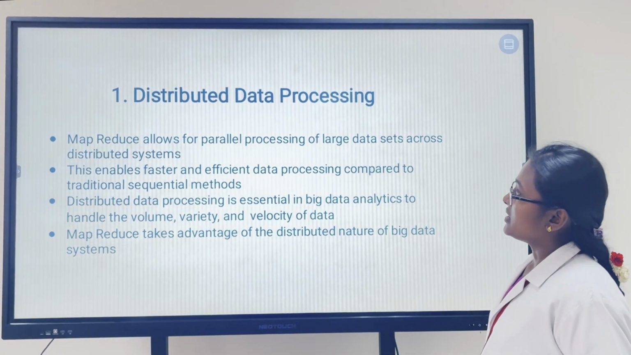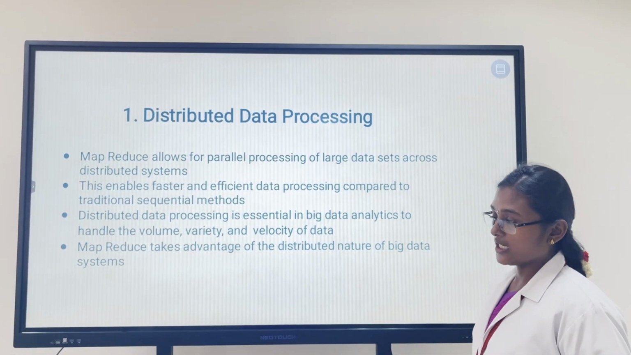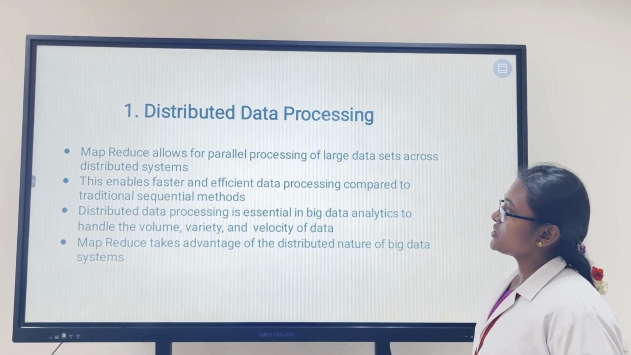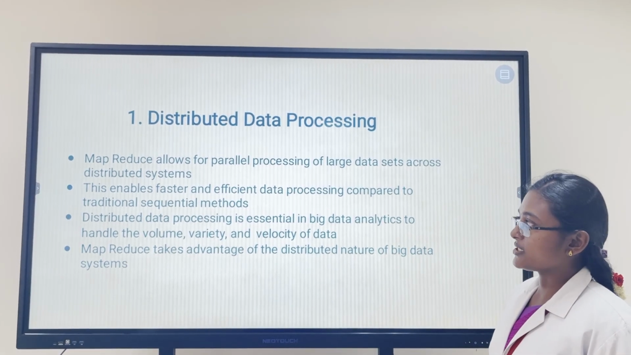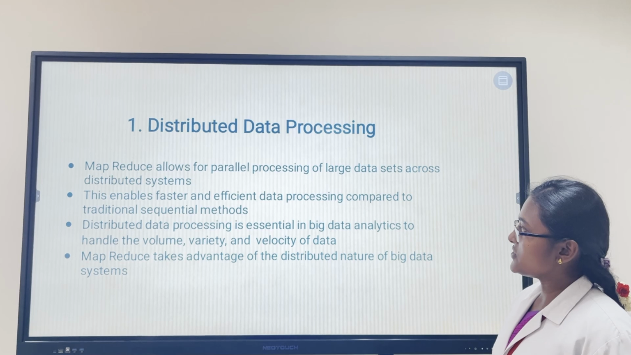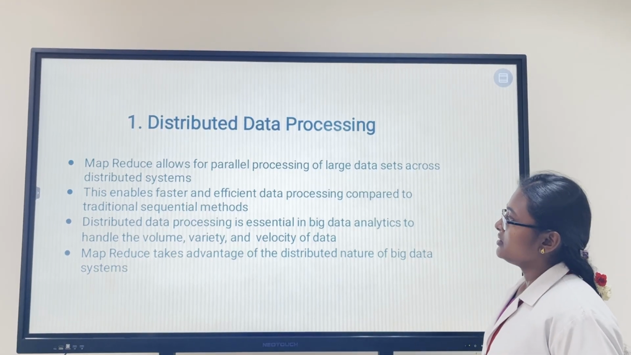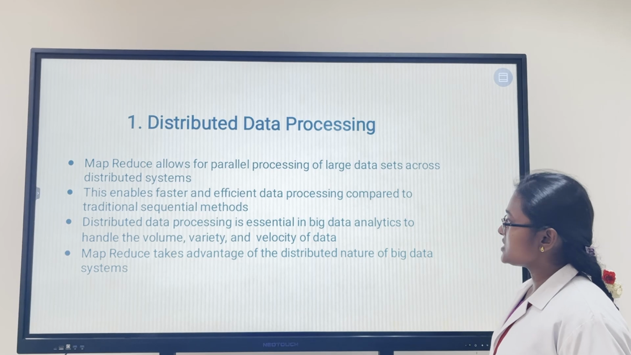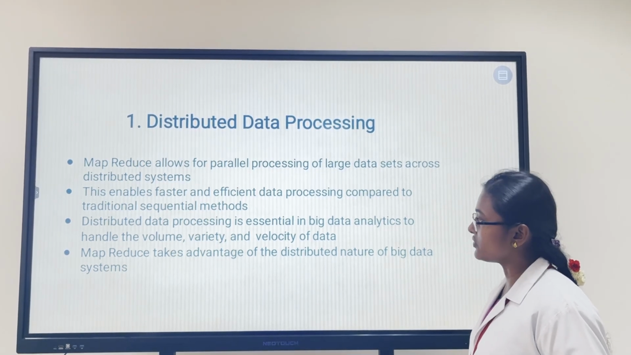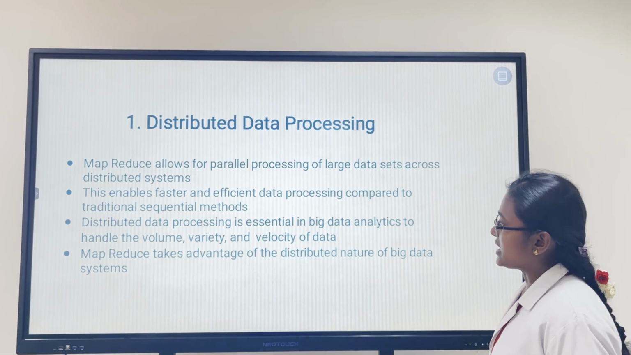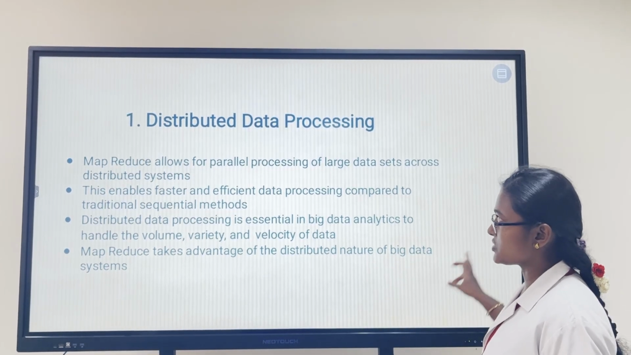So next, in this MapReduce model we are using distributed data processing as the first application. MapReduce allows for parallel processing of large data sets across distributed systems. This enables faster and more efficient data processing compared to traditional sequential methods. Distributed data processing is essential in big data analytics to handle the volume, variety and velocity of data. MapReduce takes advantage of the distributed nature of big data systems. So this is my first step.